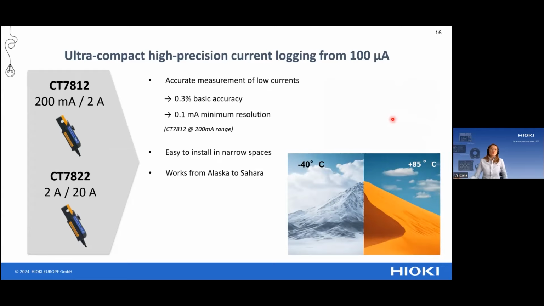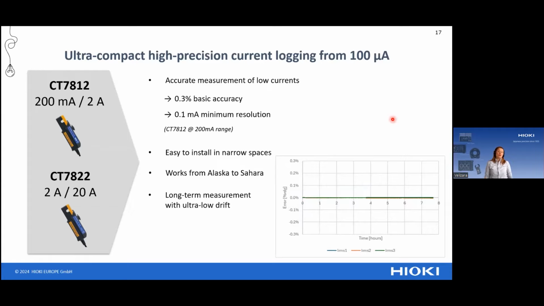They also work from Alaska to Sahara. What that means is you can use these sensors in temperatures between -40 and +85 degrees, and not at a fixed temperature, but they are temperature compensated, which is also, by the way, valid for all the other current sensors which work with this solution, which I just showed in the last slide. So even if the temperature within your laboratory or test facility is changing, you will not see any issue with the measurement. And that means that you can measure over longer time periods.